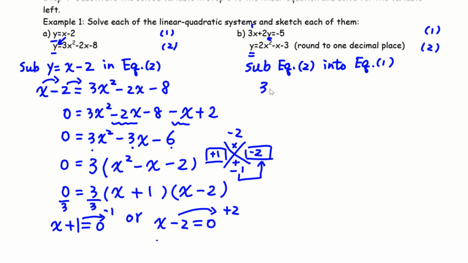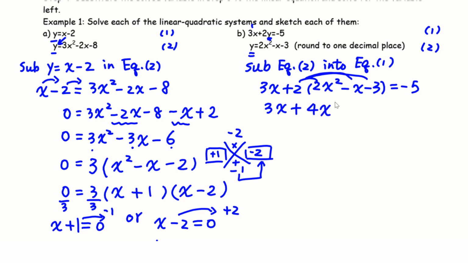You will have 3x plus 2, we replace y with its equivalent. So it's 2x squared minus x minus 3. Then get rid of the bracket to collect the like terms. So 3x plus 4x squared minus 2x minus 6. Then make sure one side is 0. So move the -5 to the other side. You do the opposite operation. Then collect the like terms and write it in standard form.